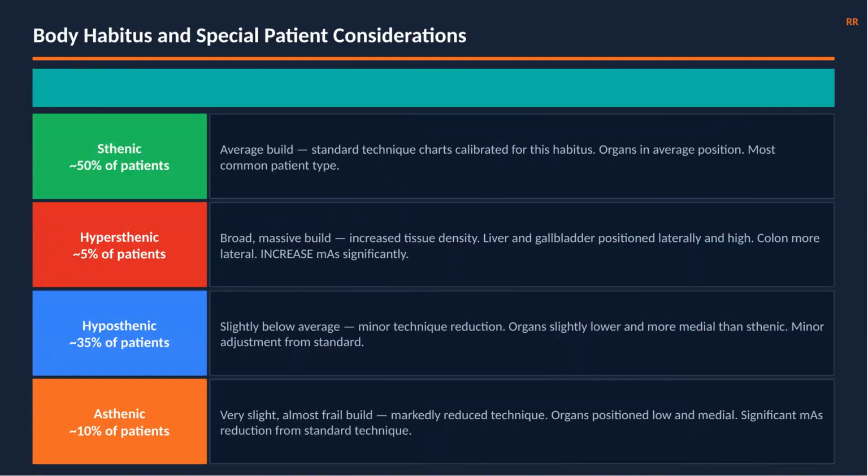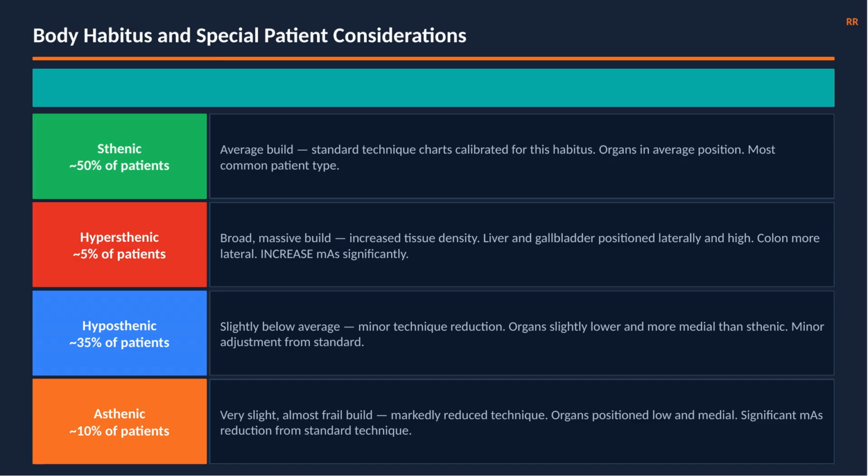4 body habitus classifications. The ARRT tests these directly and assigns specific technique implications to each. Sthenic, average build. Standard technique charts are calibrated for the sthenic habitus. Organs in average position. Approximately 50% of patients.